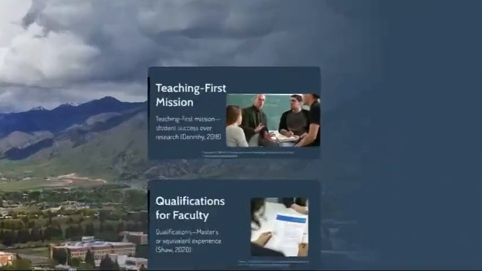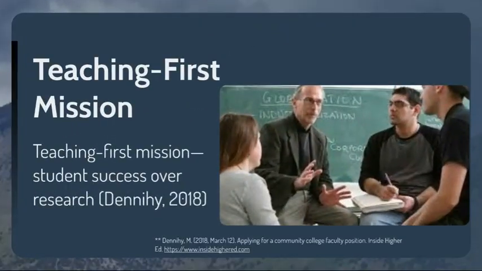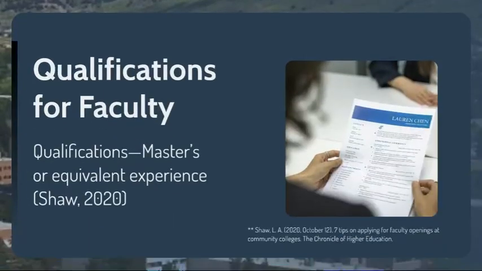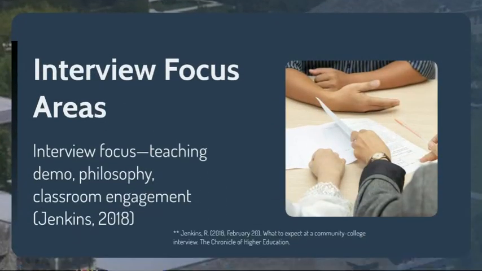Module 3, working in a community college. A teaching-first mission with the primary goal of student success, prioritizing educational outcomes over research mandates, in contrast with universities, which balance research and teaching. Positions at the community college typically require a master's degree or equivalent experience. This ensures educators possess both the academic credentials and practical knowledge necessary to effectively teach and support students.